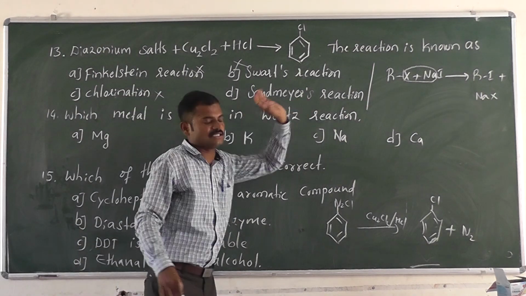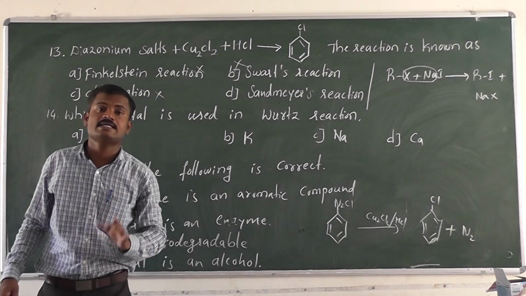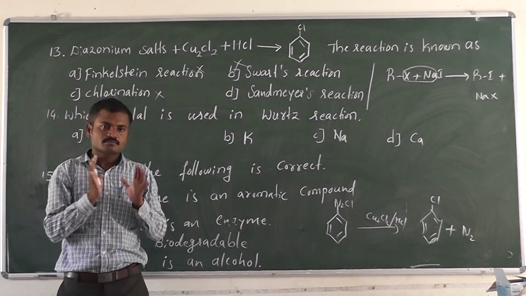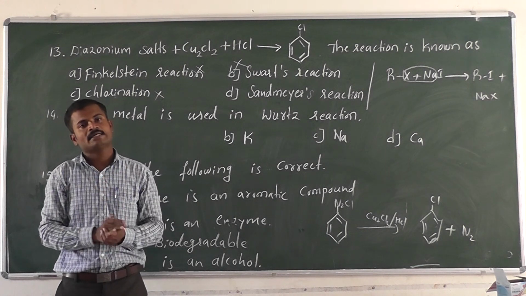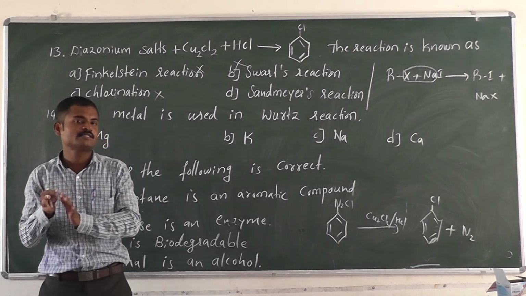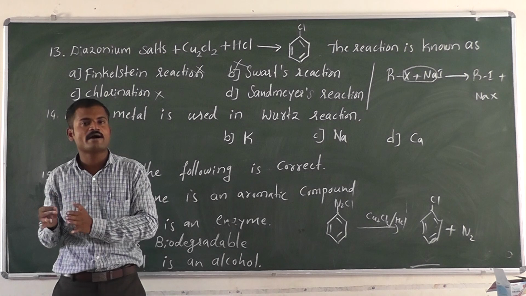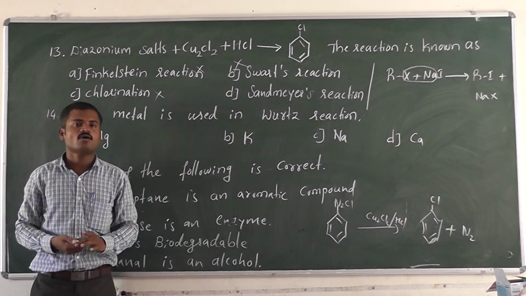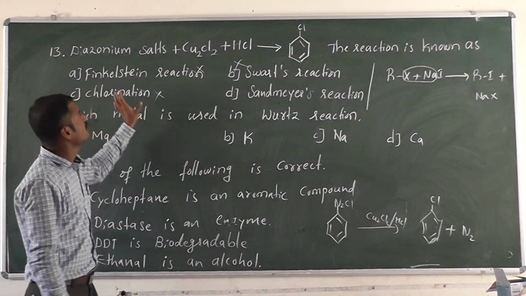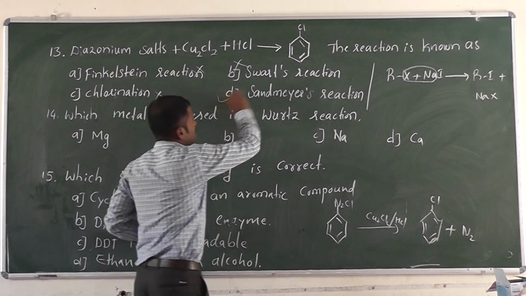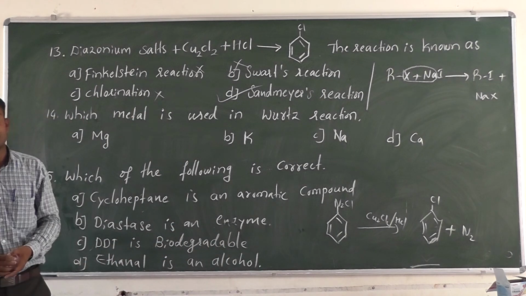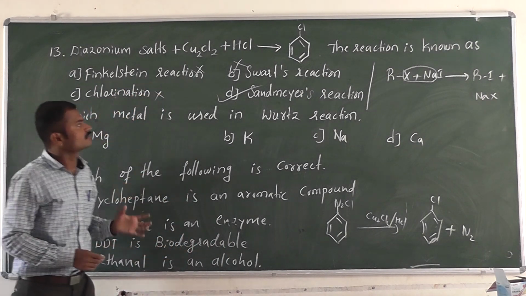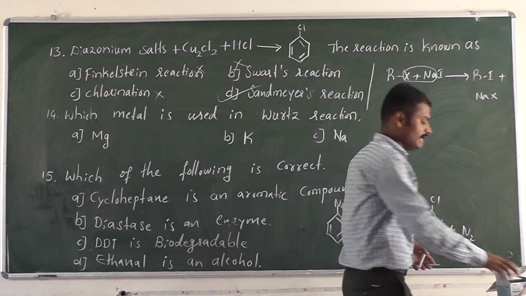So the Sandmeyer reaction is a named and very important reaction. In the Sandmeyer reaction we take benzene diazonium halide. When that is treated with cuprous chloride or cuprous bromide in presence of an acid, we get the product as chlorobenzene or bromobenzene. So the given reaction is 100% the Sandmeyer reaction. To solve this type of questions, you should know all the remaining named reactions.